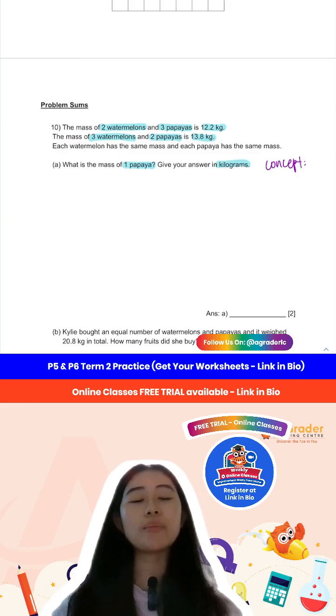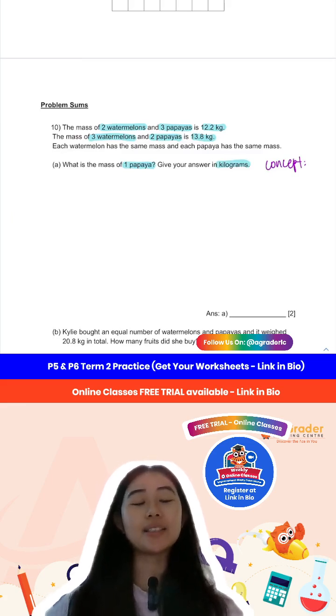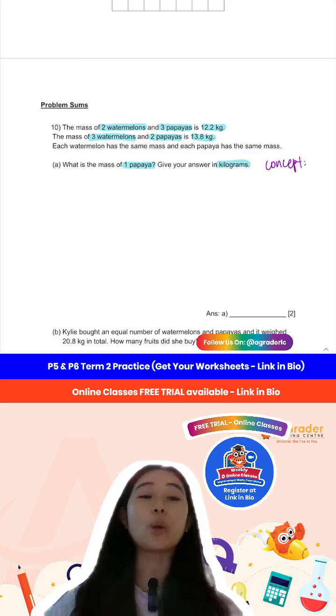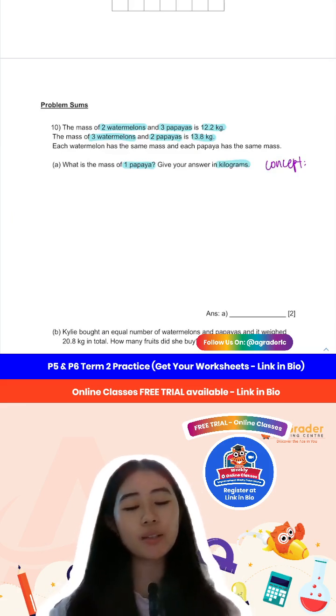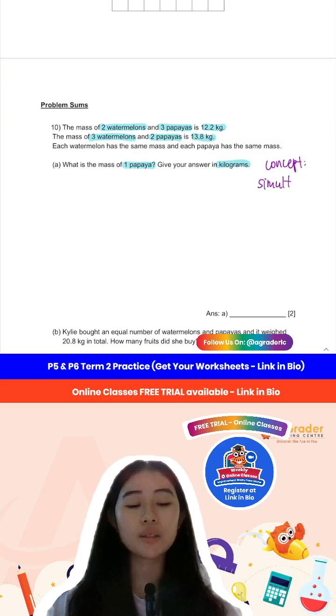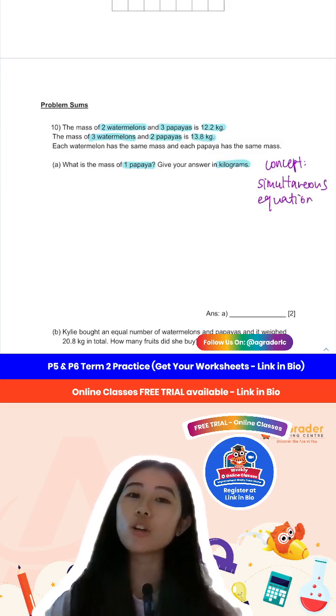Anybody knows the concept that's being tested? Islam, weight is not the concept. The topic is mass, yeah, but that's not the concept, that's the topic. Okay, user 813, very good. Simultaneous equation is the correct answer. So I'm just going to write it down. Simultaneous equation. Meow, yes, this is not really algebra.